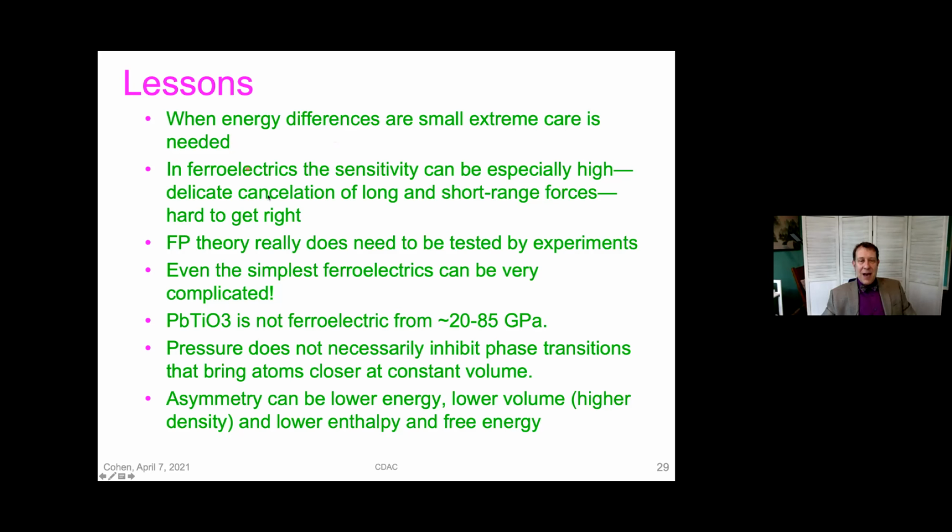And this can be especially sensitive in ferroelectrics because you have this delicate cancellation of long and short range forces, and it's just hard to numerically really get that right. And I would say that this has really taught me, over the decades, that first principles theory really does need to be tested by experiments. I mean, if we had never had Mukhtar's experiments, I guess we would have just believed the earlier theoretical work that these systems were ferroelectric under all conditions.